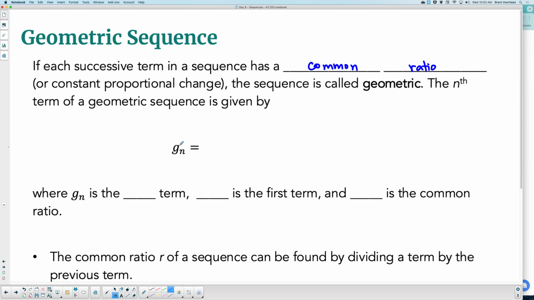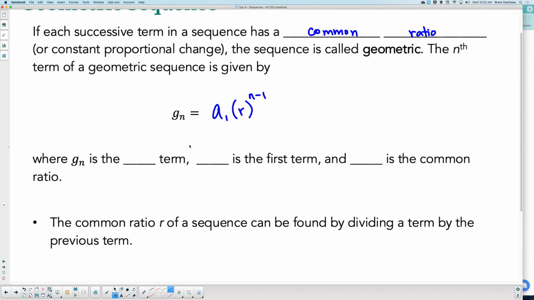The nth term is given by, now notice I have a G. What do you think G stands for? Geometric. The formula looks like this: G1 times, in parentheses means multiply, G1 times your ratio to the power of n minus 1. Now this formula, at first, to me anyways, looks a little trickier, but it's actually easier because you don't have to simplify anything. We'll just plug in and the formula will be done.